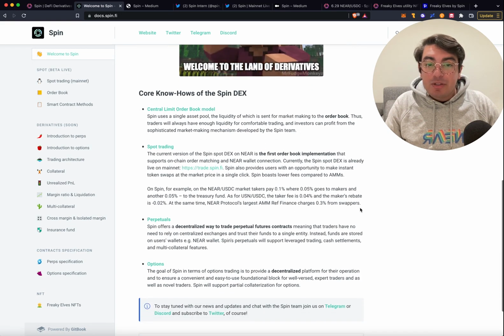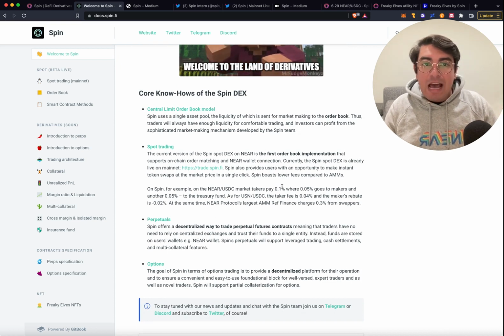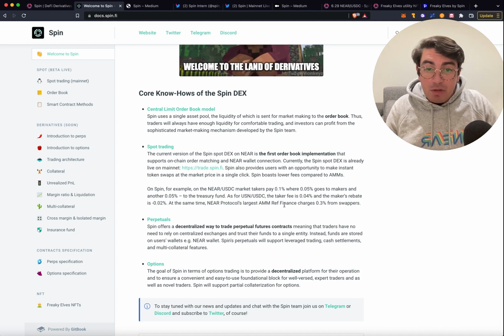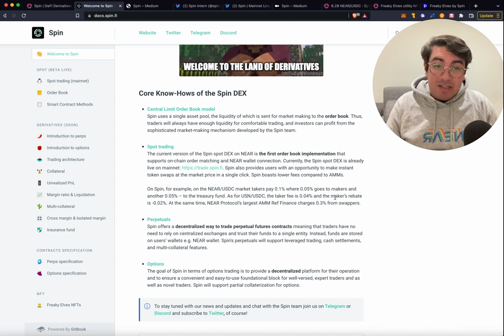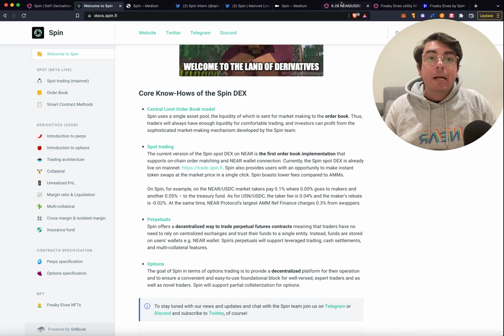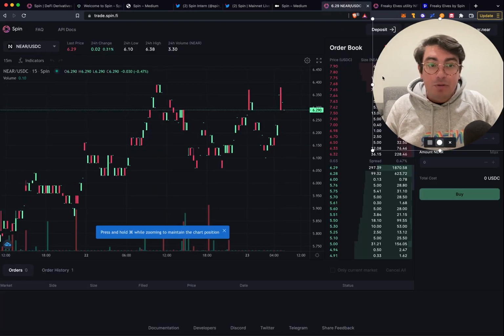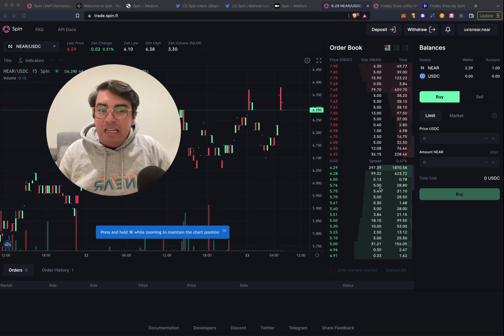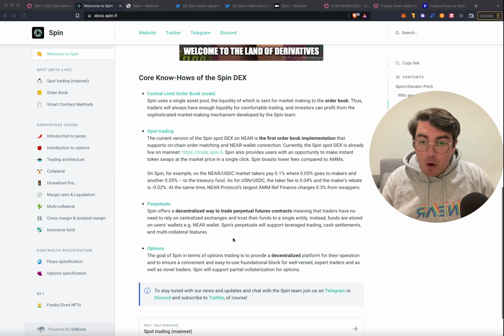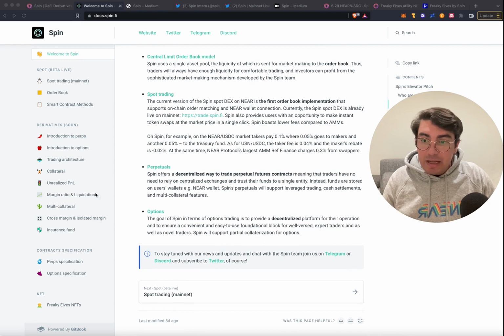Next, we've got the spot trading. Spot trading is live now, and one of the key features that jumps out at me straight away is that they have much lower fees. So on Spin Finance, you would be paying only about 0.1%, while you would be paying about 0.3% on Ref Finance. This could get very interesting and very competitive soon. As we mentioned before, the liquidity is not very deep at the moment, but as liquidity increases, this could be a very, very compelling offering for a lot of people. And then we have the perpetuals and options, which we won't dive into today.